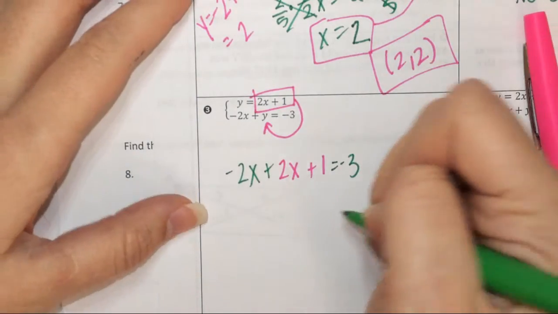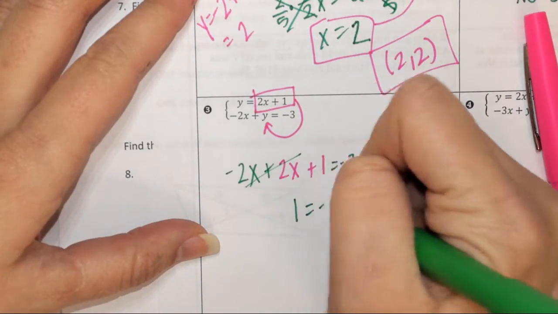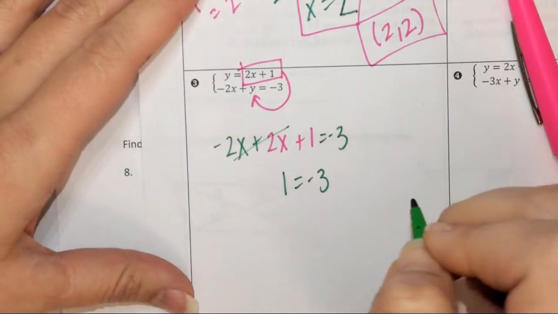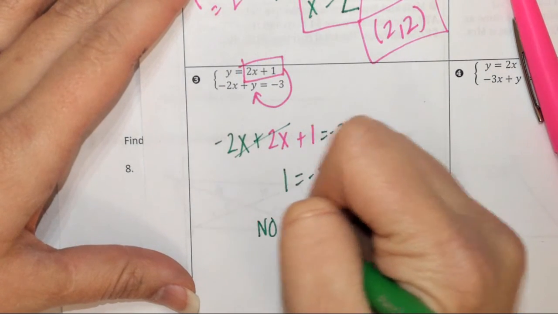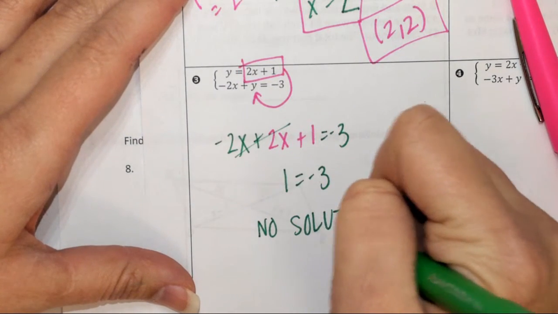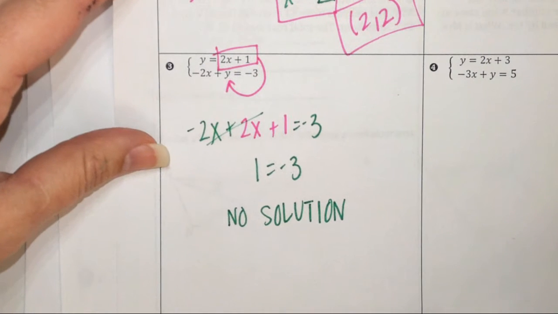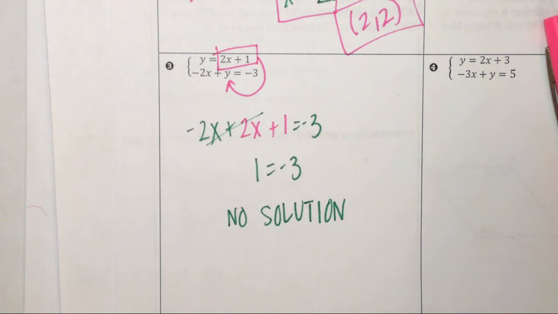Negative 2x plus 2x is 0. Those cancel. So you're left with 1 equals negative 3. Is that a true statement? So the answer is no solution. Bless you. Did we get that one right? Yeah. Hey, good job.